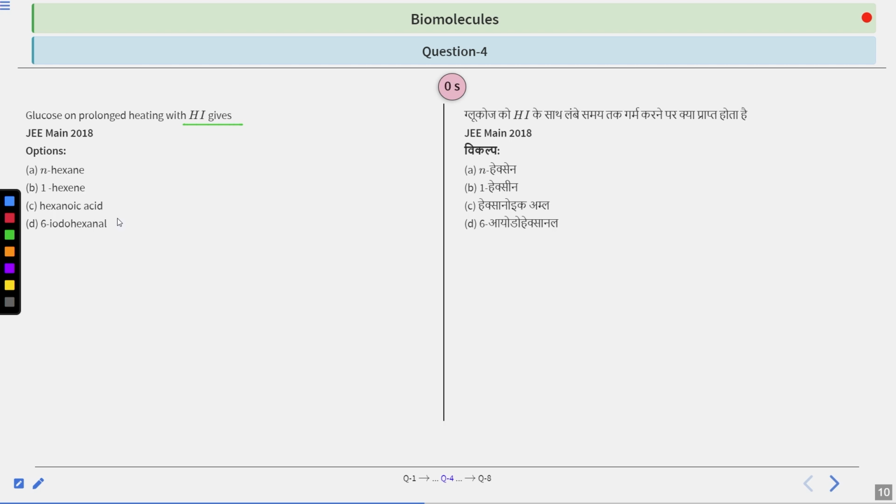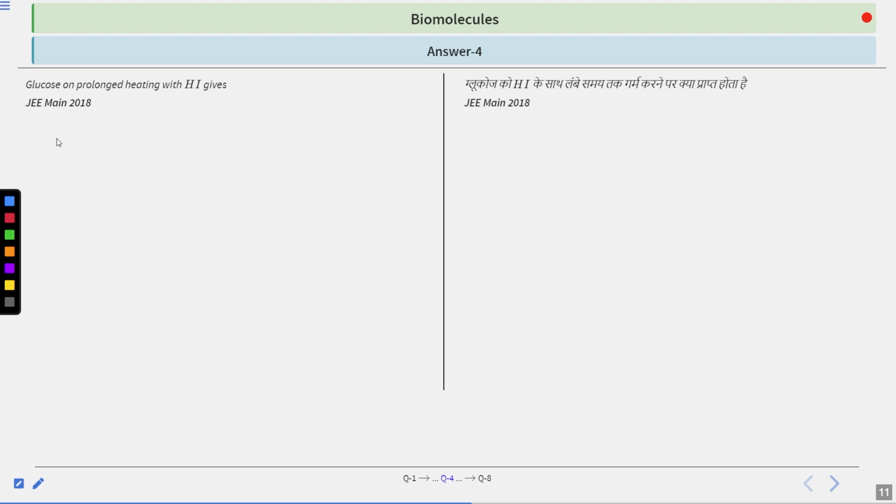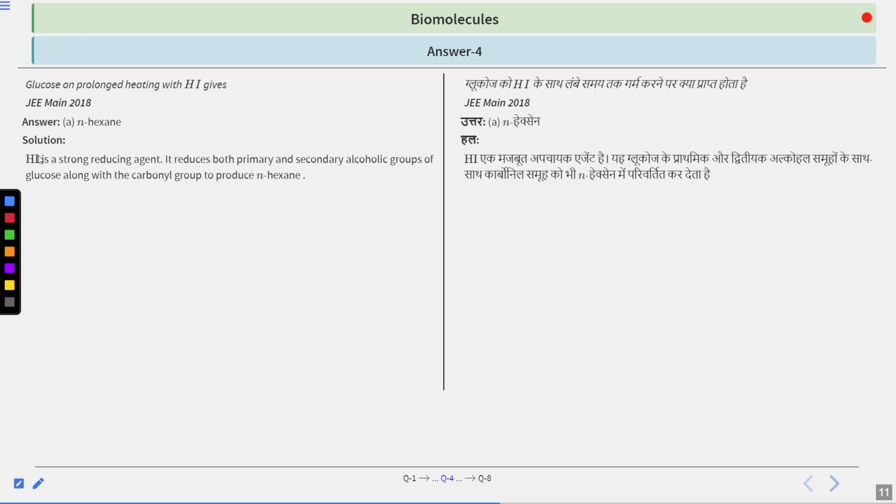Okay, let's move on to the answer. The correct answer for our given question is option A, that is n-hexane. HI, hydrogen iodide, is a strong reducing agent. A reducing agent reduces the other and gets oxidized itself. So HI is a strong reducing agent. It reduces both primary and secondary alcoholic groups of glucose along with the carbonyl group to produce n-hexane.